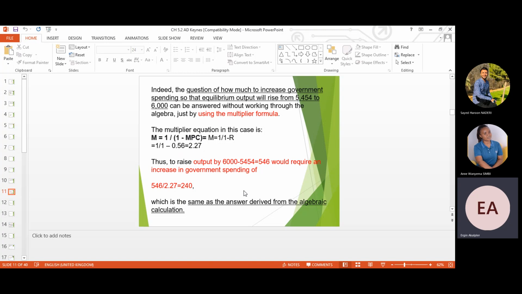Then to raise the output by 6,000 minus 5,454, which equals 546, would require an increase in government spending of, as I mentioned to you, 240 after calculating this multiplier. It gives you the similar result as the former equation and estimation found. Therefore, if you use the multiplier and multiply it with the 240, you will also get the impact on the economy, the same as the answer derived from the algebra calculation. As I said, the multiplier gives you these differences without making such a longer estimation.